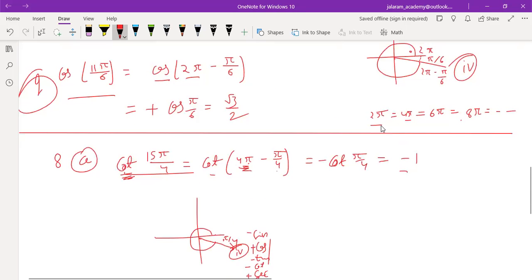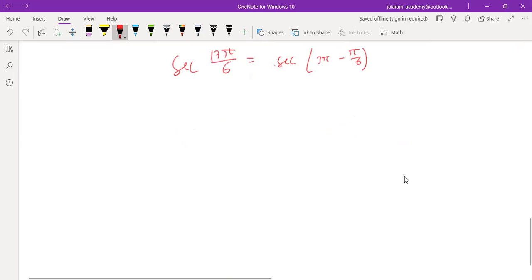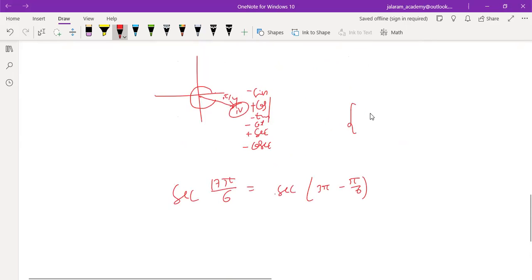As all the even multiples of pi are equal to 2 pi, similarly all the odd multiples of pi are equal to pi. As we know, pi plus 2 pi is 3 pi, and 3 pi is equivalent to pi. So it is also pi, 5 pi, 7 pi, and so on. So 3 pi minus pi by 6 means pi minus pi by 6, which means we have stopped before pi. This is in the second quadrant.